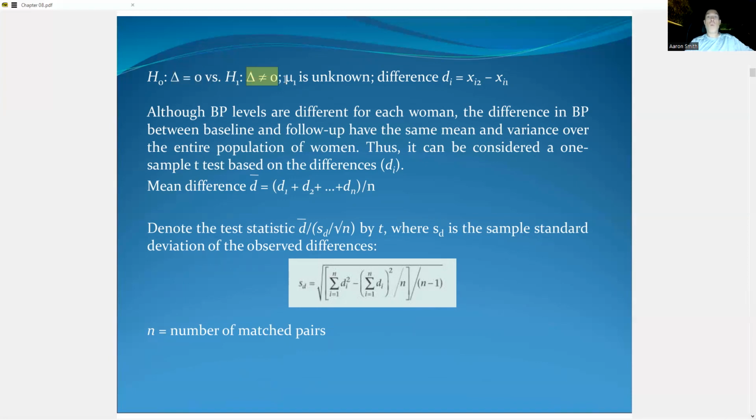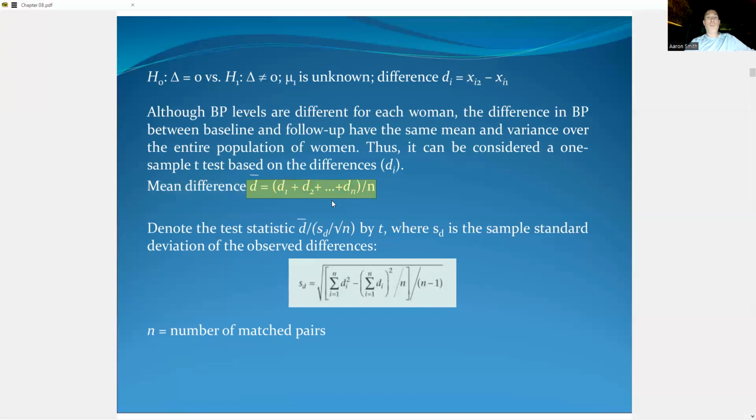Now, we're going to assume that mu sub i is unknown, and we're going to take d sub i to be the difference between the two blood pressures. One thing that's interesting about this is that we're not interested in each individual person's average blood pressure. We are interested in the difference after they start taking contraceptive. And so here is our mean difference, just the standard arithmetic average.